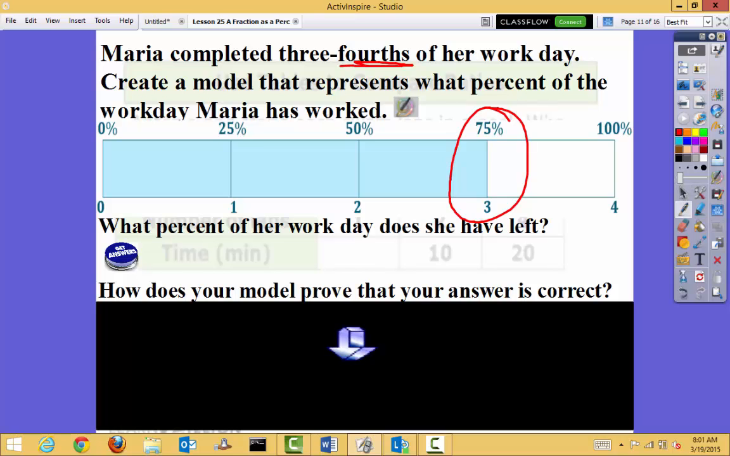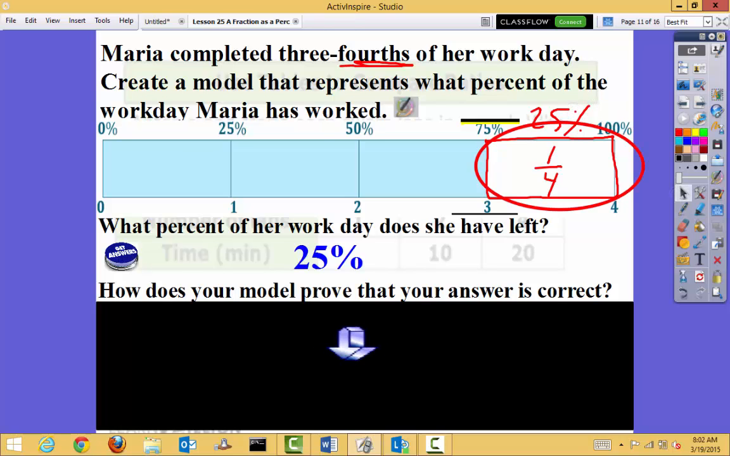So now, let's look at this next question. What percent of her work does she have left? Well, the blue boxes are how much she's done. So what is my white box representing? Well, this white box is how much she has left to do. And I can see that's 1/4. Or I can also see it's from 75 to 100, so that's 25%. So she has 25% of her work left to do.